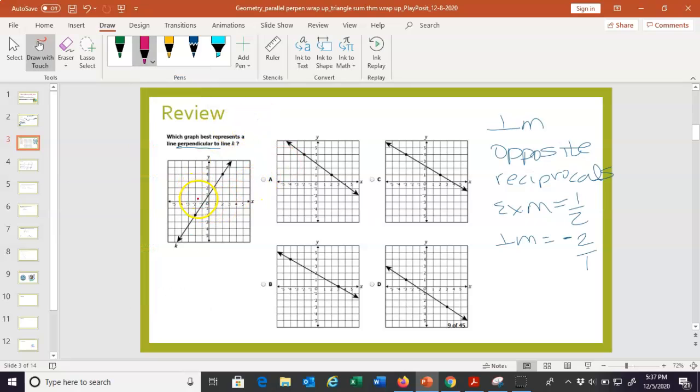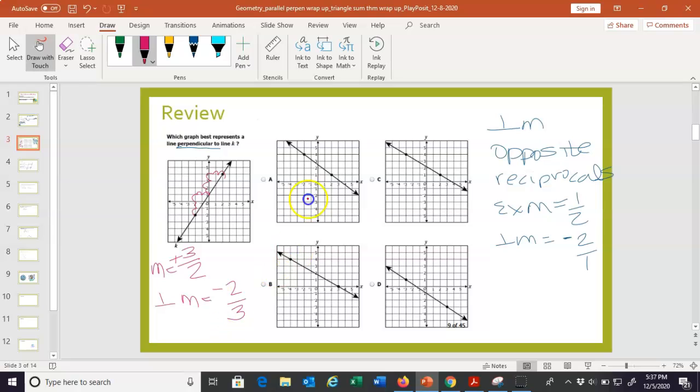Okay, so again, just like the last one, let's first find the slope of the given line. So here I'm going to count up 1, 2, 3 over 1, 2. Up 3 over 2. We know it's positive because the line is going up from left to right. So that's just a good check that we know this is a positive 3/2. So the line we're looking for is going to have a slope of what? What is the opposite of 3/2? Negative. And the reciprocal is 2/3. So we need to find which one of these graphs matches with the slope of negative 2/3.